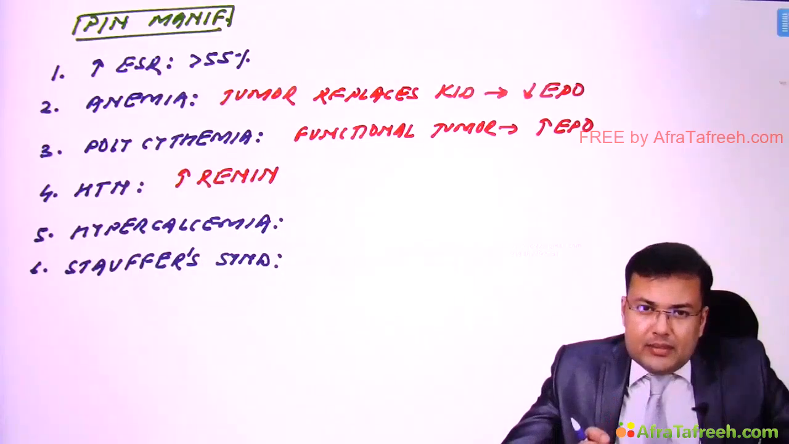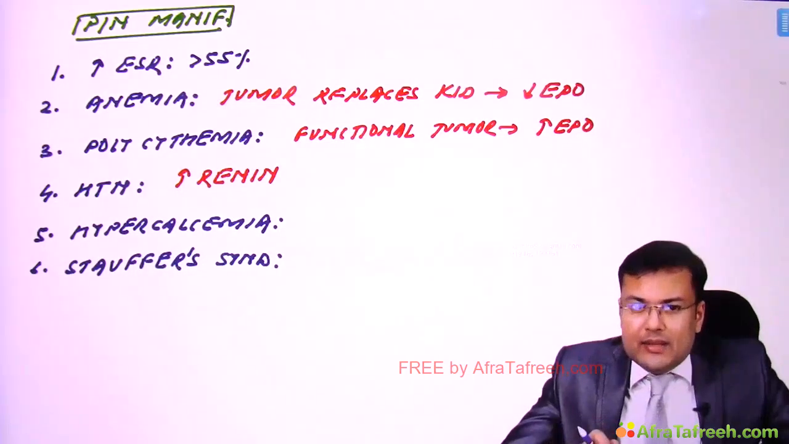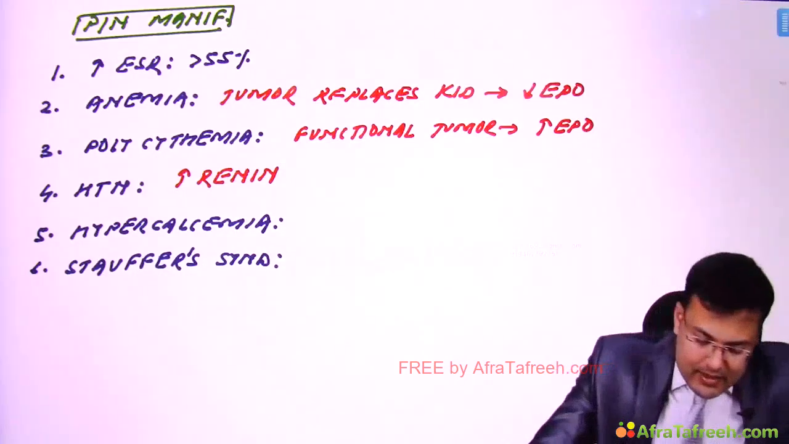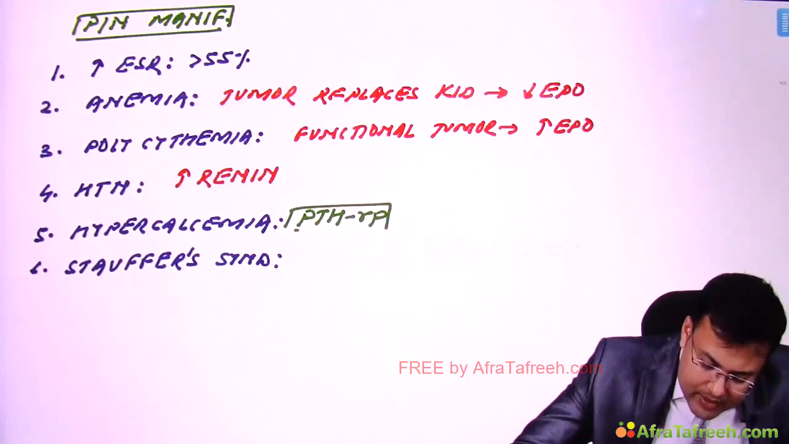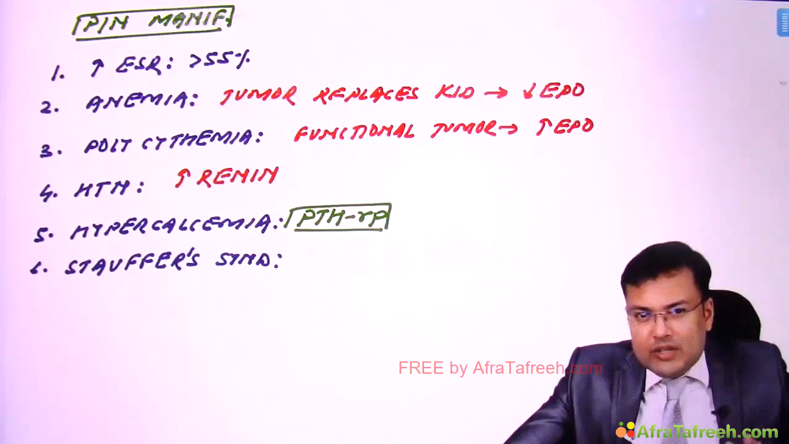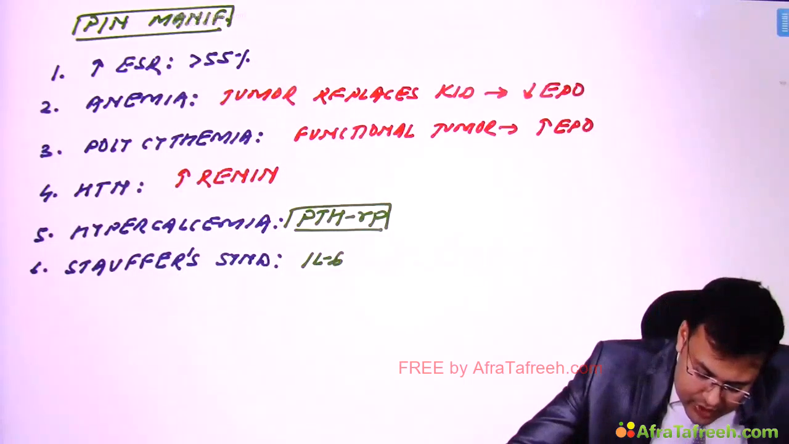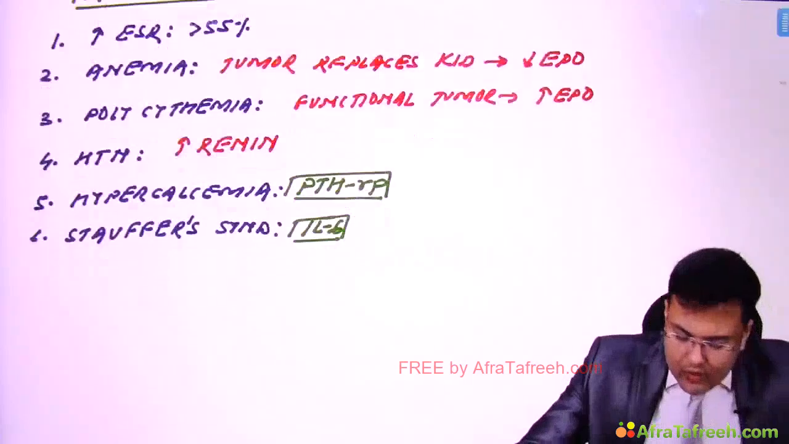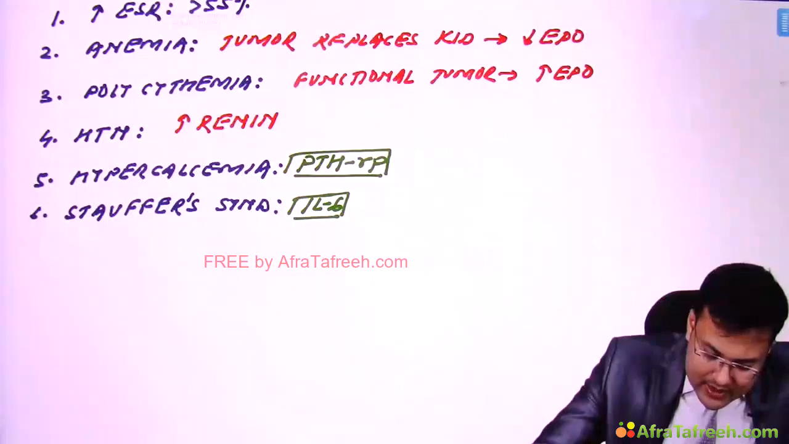One question which is frequently asked: in malignancy, there is a substance which is responsible for hypercalcemia. So which hormone is responsible for malignancy-induced hypercalcemia? And that is PTHrP, parathyroid hormone related peptide. And this Stauffer syndrome is because of production of IL-6. What is Stauffer syndrome? It is non-metastatic hepatic dysfunction.